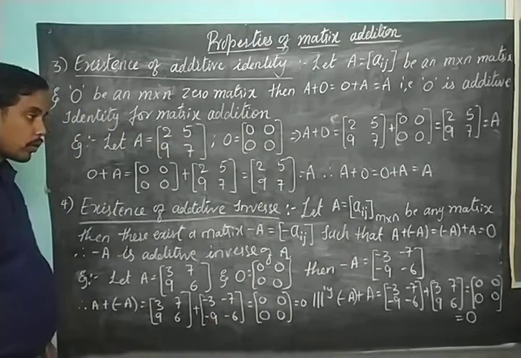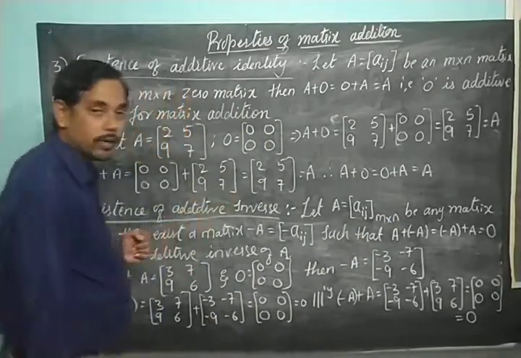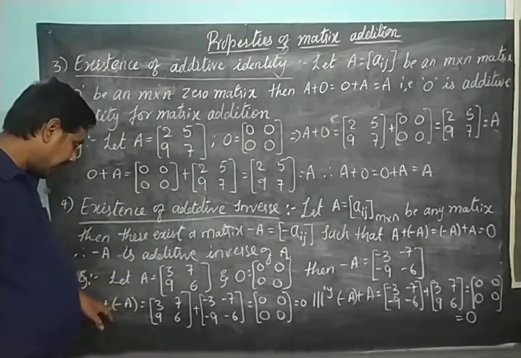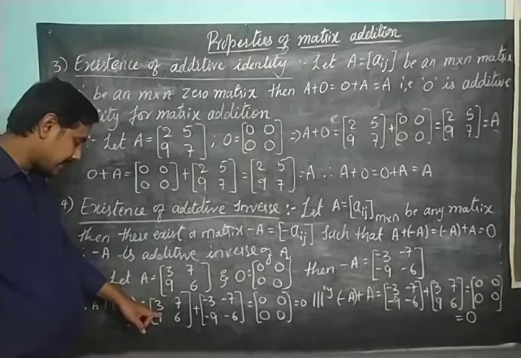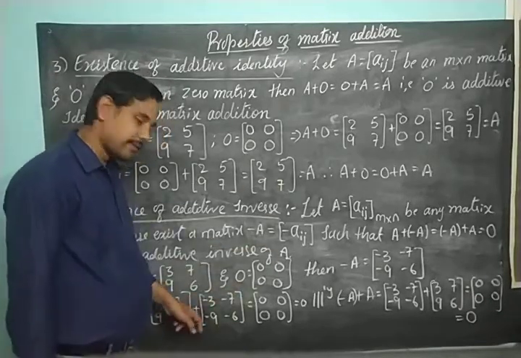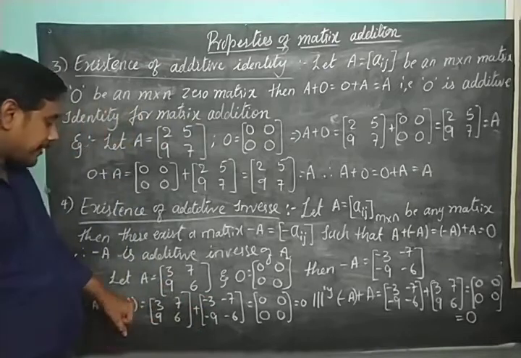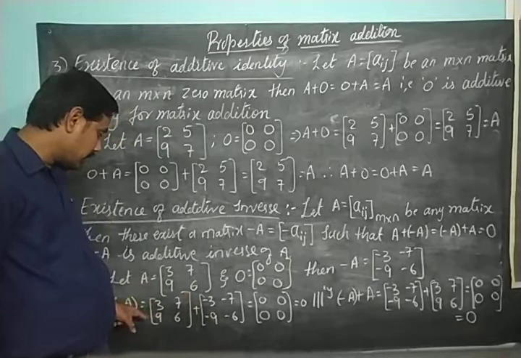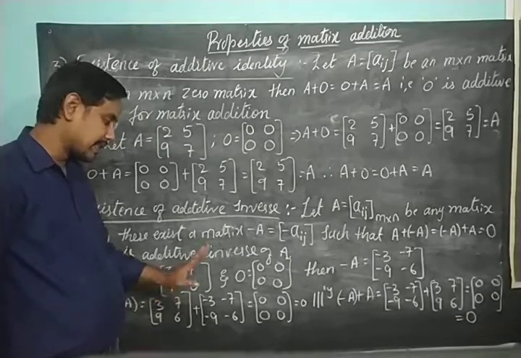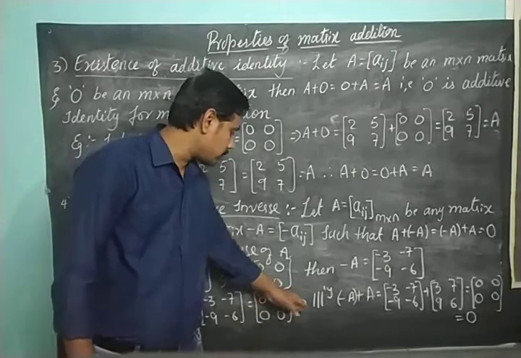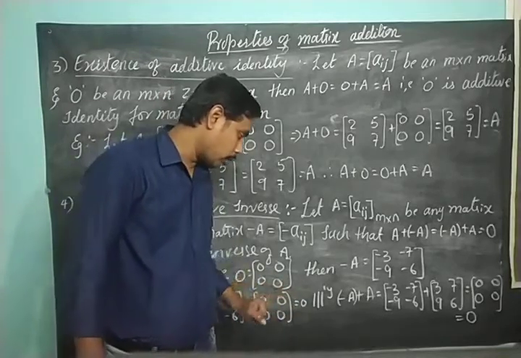Now, what is the condition? A plus minus A should be equal to minus A plus A, that should be equal to 0. So A plus minus A is what? A is 3, 7, 9, 6. Minus A is minus 3, minus 7, minus 9, minus 6. If you add this, what you will get? 3 minus 3, 0. 7 minus 7, 0. 9 minus 9, 0. 6 minus 6, 0. So all zeros. What is the matrix with all entries as 0? It is nothing but the 0 matrix or O.